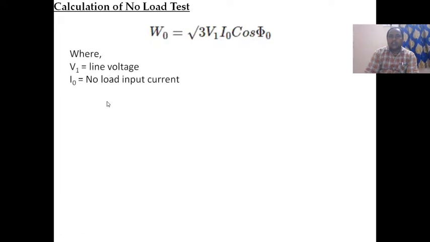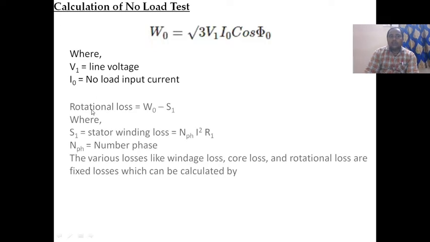Calculation of the no load test. Already we know the power W naught or P naught is equal to √3 V1 I naught cos phi naught in a 3-phase circuit, where V1 is the line voltage and I naught is the no load input current. Rotational loss is equal to W naught minus S1, where S1 is the stator winding loss, equal to N phase I naught square into R1. N phase is the number of phases.